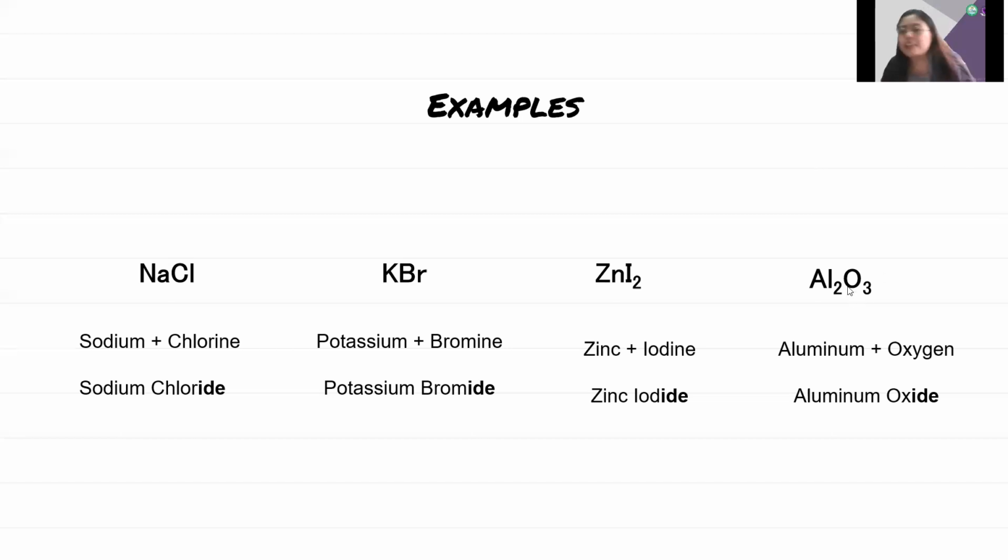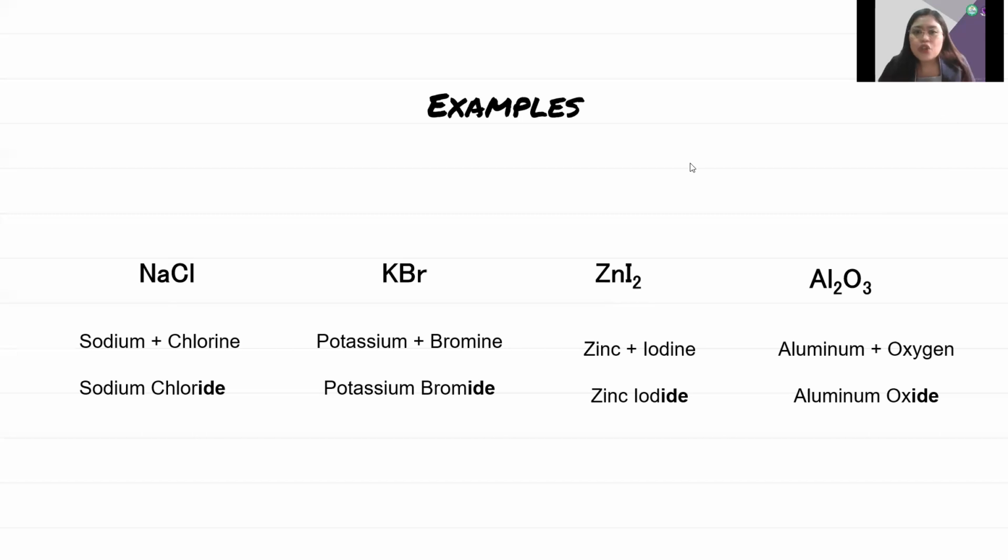Even this one, Al2O3, we all know very well that aluminum is a metal. So combined with oxygen, we will just follow the rule na aluminum will be named aluminum and oxygen will be named as oxide. Thus, Al2O3 is called aluminum oxide.